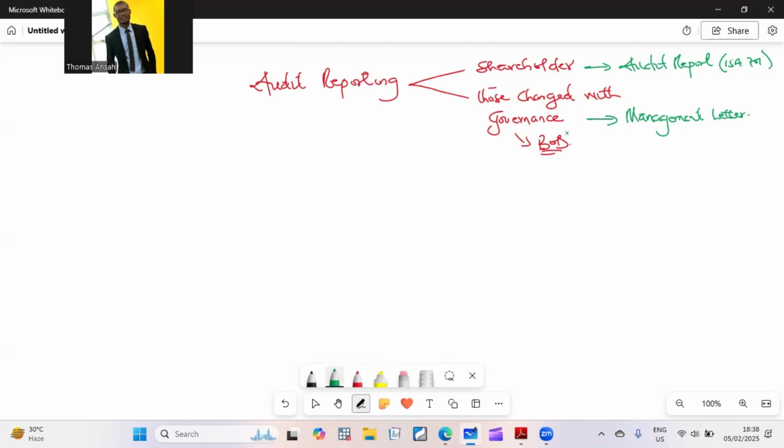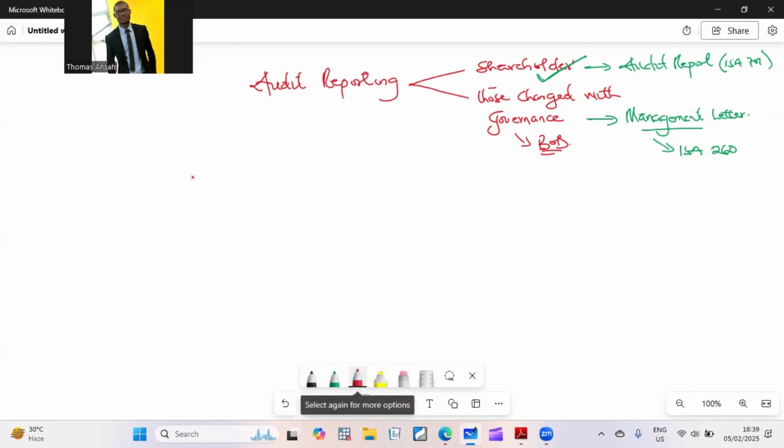Now, anytime you are communicating to those charged with governance, especially in the form of a management letter, it is governed by ISA 260. So we've dealt with how to do the audit reporting. In the audit report, we concluded that at the final part, you put your date, your signature, and the addresser, the one who is addressing somebody, that is the auditor, because normally you put your stamp there. So your signature, date, and the addresser are there.